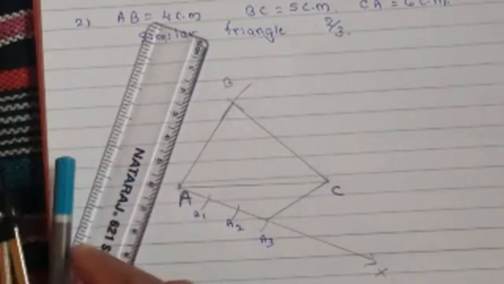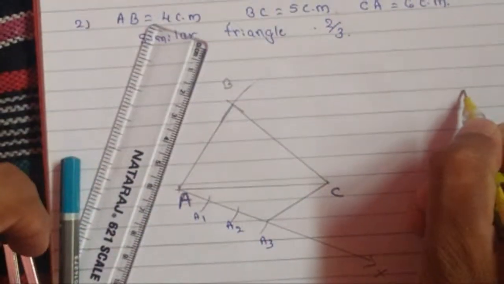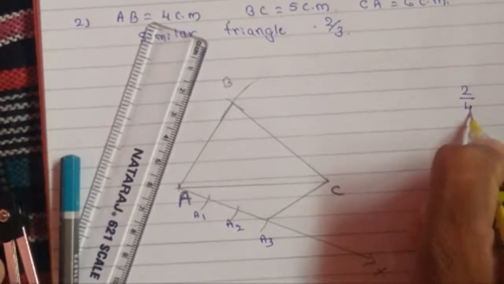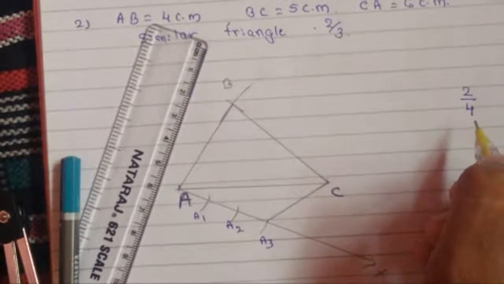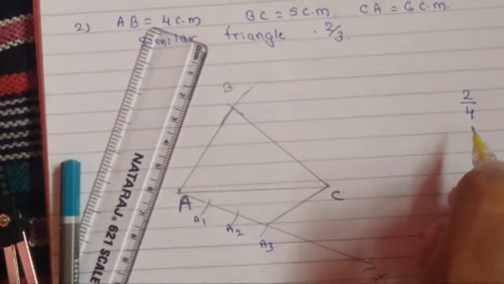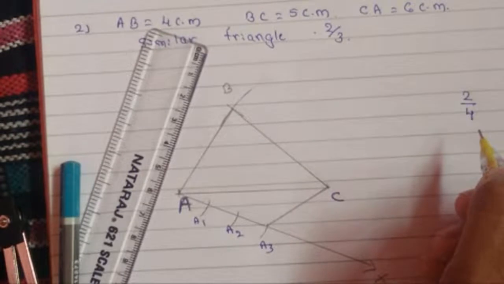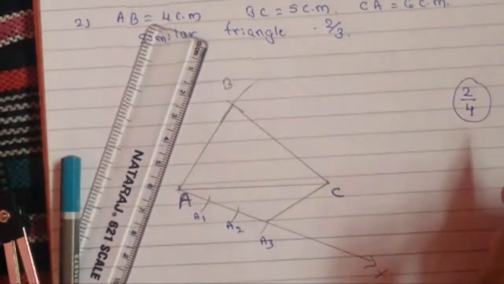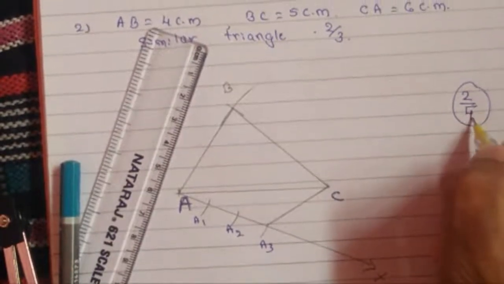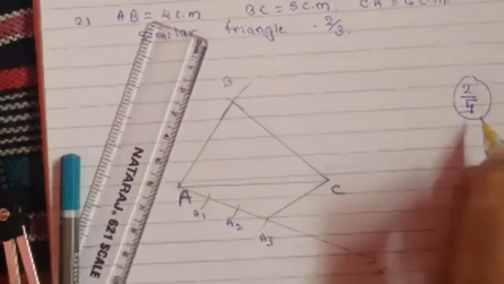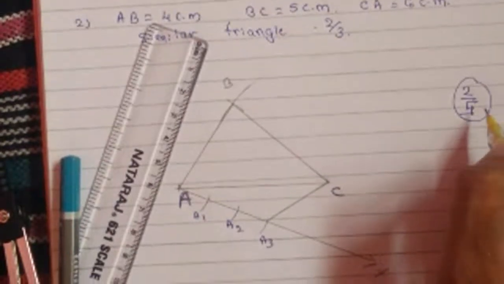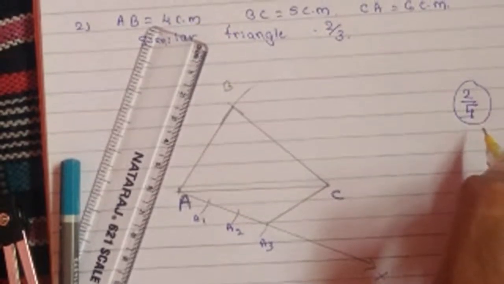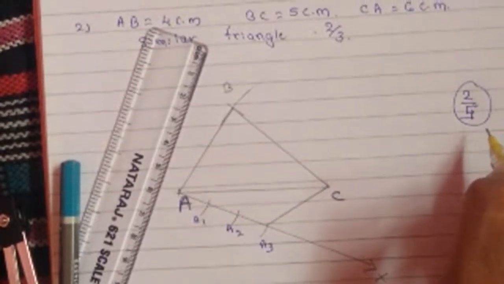Okay, I'll give an example here. If the ratio is 2 by 4, then how many points do we have to mark in the inclined line? Comment me fast. Or consider 2 by 5. If the ratio is 2 by 5, then in the inclined line how many points do we have to mark? Fast.